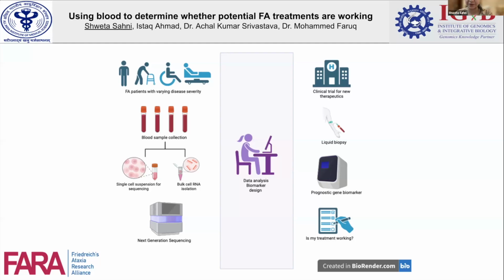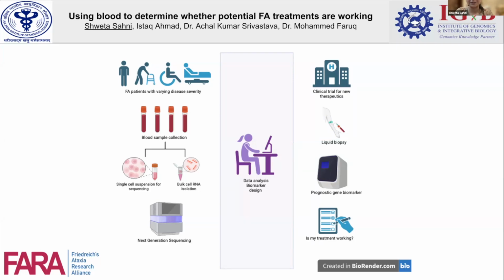I am Shweta and I am conducting my doctoral research at the Department of Neurology, All India Institute of Medical Sciences in New Delhi. My work is part of a collaborative team led by Dr. Achal Kumar Srivastav at AIIMS New Delhi and Dr. Mohammad Farooq at CSIR IGIB New Delhi. Recently, I also got the FARA Graduate Research Fellowship Award for conducting my research work. Besides, I've been the site coordinator for FARA's Unified Study at AIIMS New Delhi.